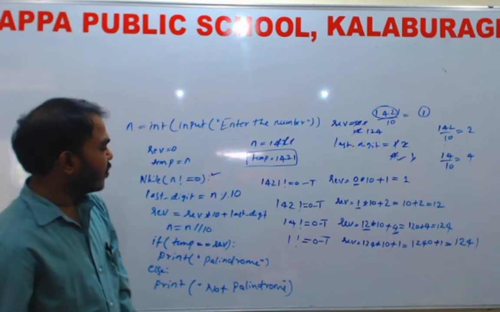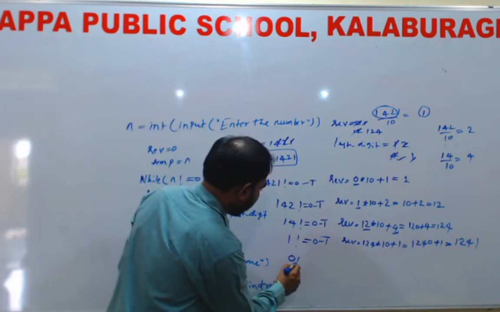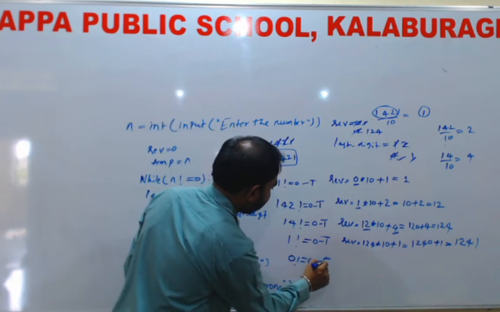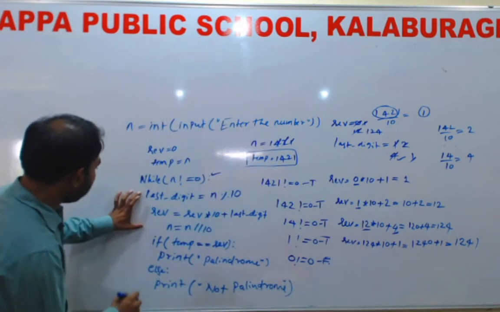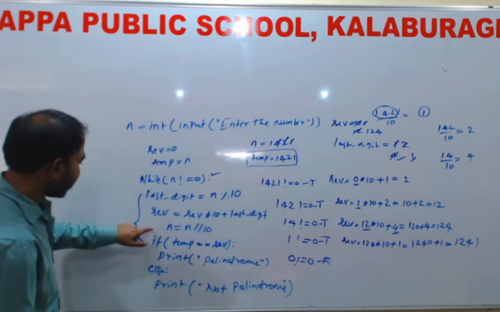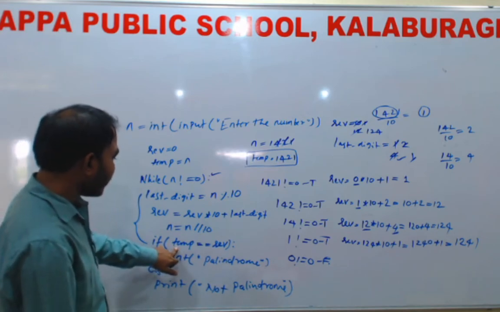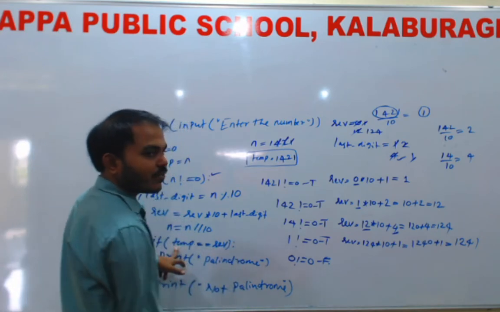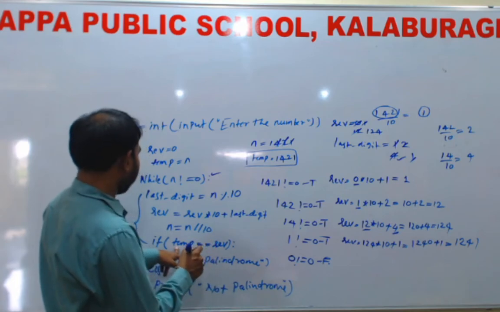So we do not have any number here now. So now what? 0 is not equal to 0. The condition is going to be false. So this comes out of the loop. Then it is going to be checked whether temporary is equal to reverse.